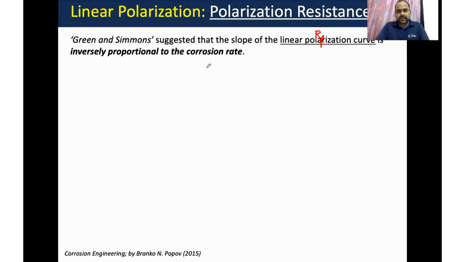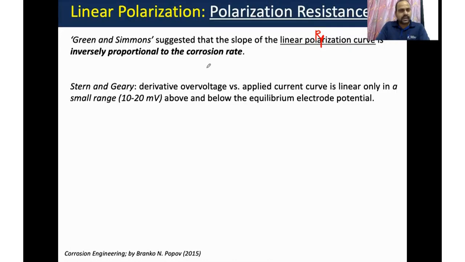So if you club these two together, the idea is that if we have a very small overpotential, in that case our overpotential versus applied current plot will be linear. By using that data, we can calculate the value of RP, and as per Greens and Siemens, if we know the value of RP, then we have an indication of the corrosion rate. So I think these two things are interlinked.